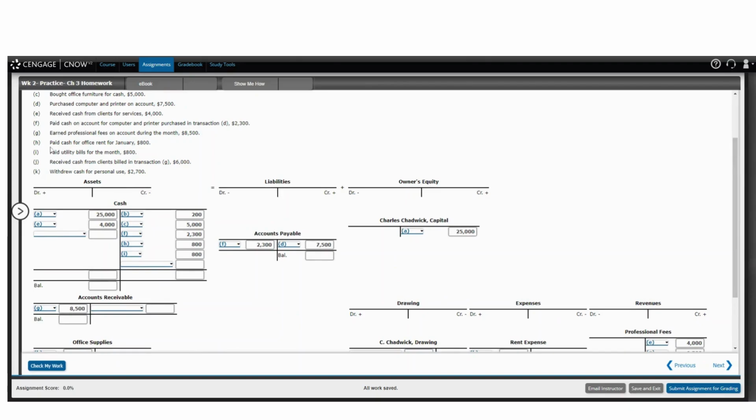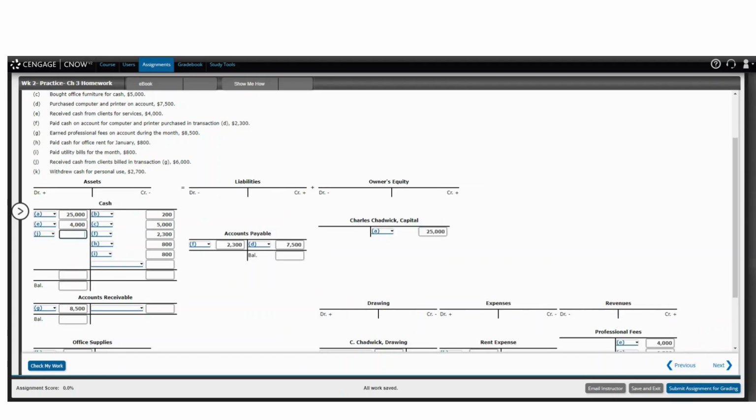Okay. In J, he received cash from clients billed in transaction G. Okay, so we've already recognized this as revenue. So what's happening is my accounts receivable, they've paid me some money. So I'm going to increase my cash on the debit side. So I'm going to put, we are on J, and the amount of $6,000. My cash increased on the debit by $6,000.